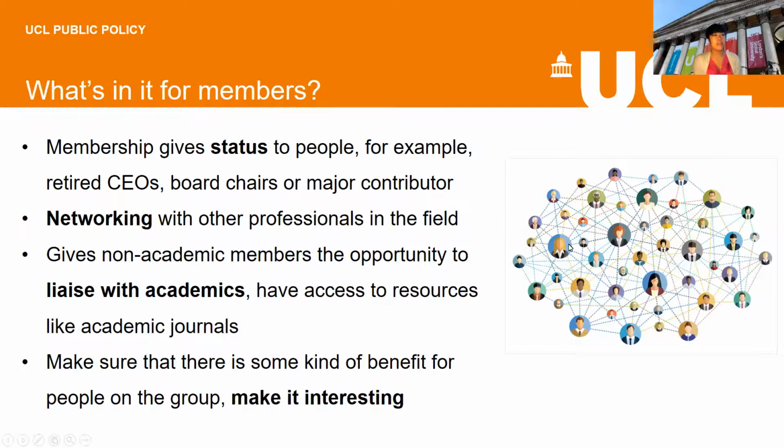It also gives the non-academic members the opportunity to liaise with academics and have access to resources like academic journal articles, because at UCL, we've got access to pretty much every academic journal out there, but often even policymakers don't have institutional subscriptions to the major journals. So they might not be able to access a lot of the evidence that's out there. Being able to link in with academia has very tangible outputs and outcomes for them. And you just want to make sure that there are some benefits for the people in the group. So make it interesting, make the meetings engaging, and I'll cover later on how you can do that.